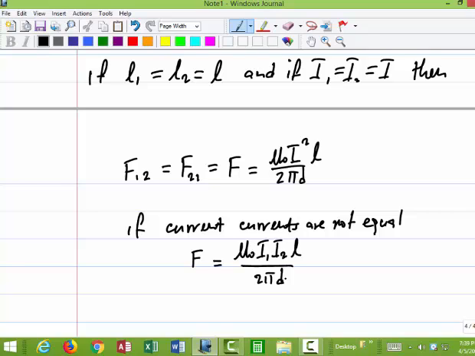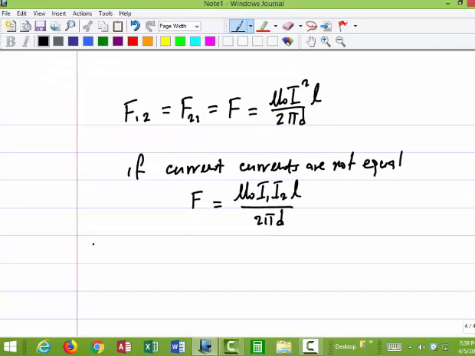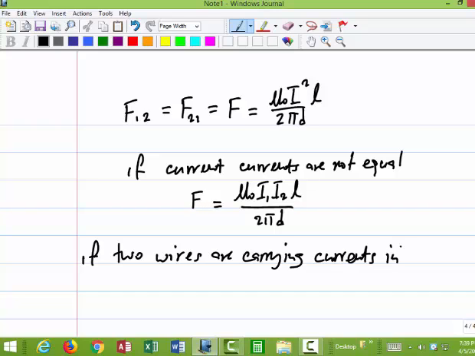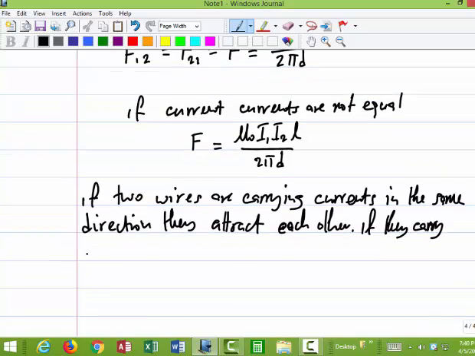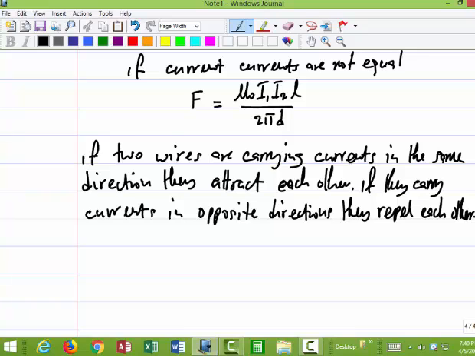If two wires are carrying currents in the same direction, they attract each other. If they are carrying currents in opposite directions, they repel each other. So what we found out is that if two wires carry currents in the same direction, they attract each other. If they carry currents in opposite directions, they repel. Any questions on that so far?